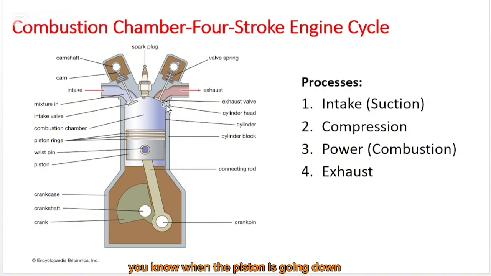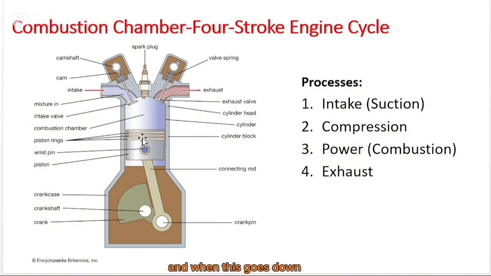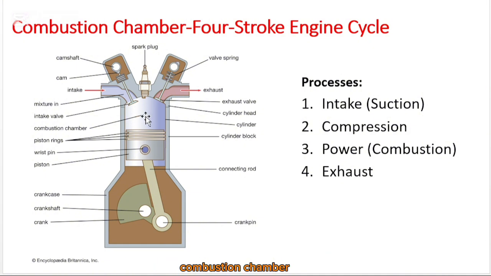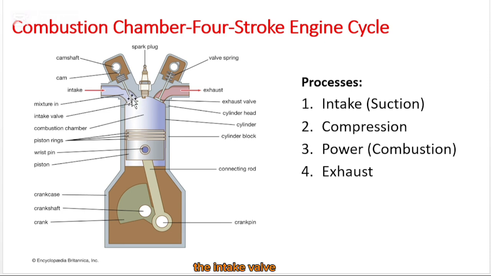When the piston is going down, the exhaust valve remains closed, and as it goes down, the pressure decreases and suction is caused. Therefore, an appropriate amount of the mixture comes into the combustion chamber. This is known as the intake or suction process. The suction process is followed by compression. Once this piston reaches the bottom dead center, it starts moving up. When it starts going up, the intake valve as well as the exhaust valve remain closed.